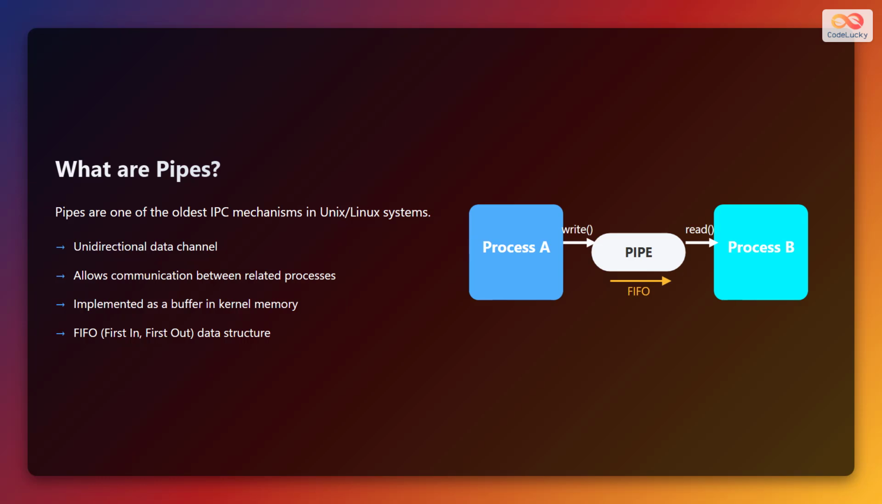Pipes are implemented as a buffer in kernel memory, acting as a first-in, first-out data structure, ensuring data is read in the order it was written.